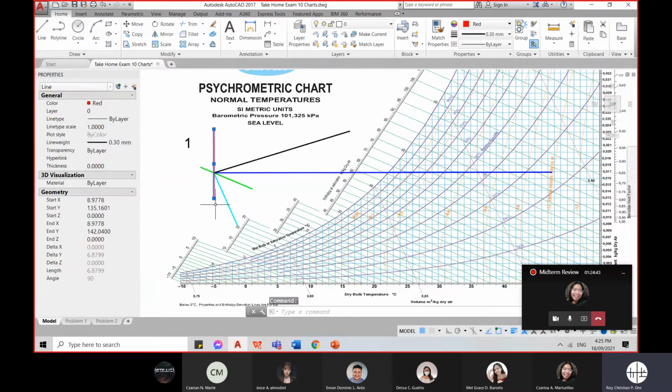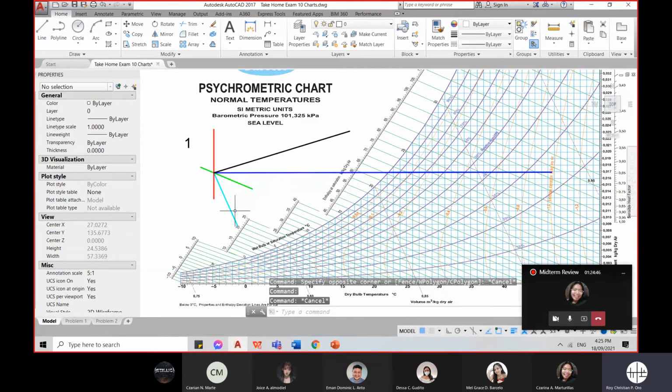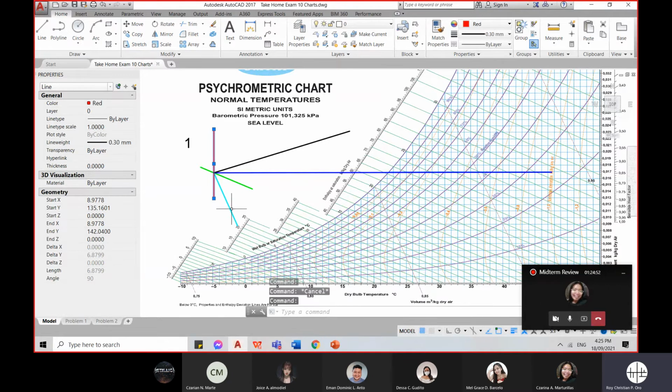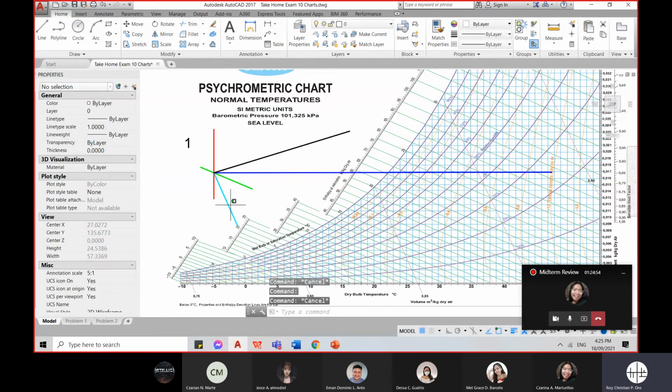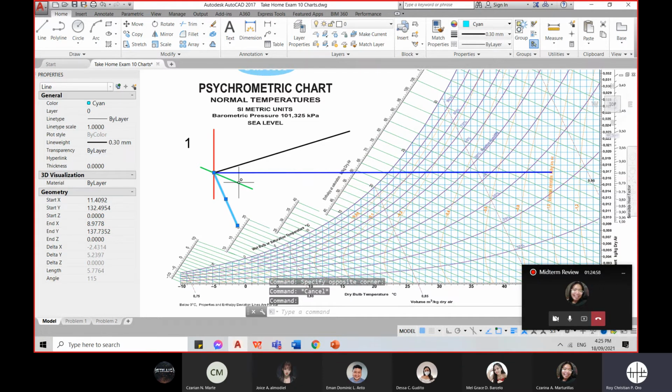The lines here, guys, I have prepared already so I can draw the lines. This morning vertical line represents the temperature, then this cyan is to represent the specific volume. This light green is to represent the wet bulb temperature and the enthalpy at saturation.